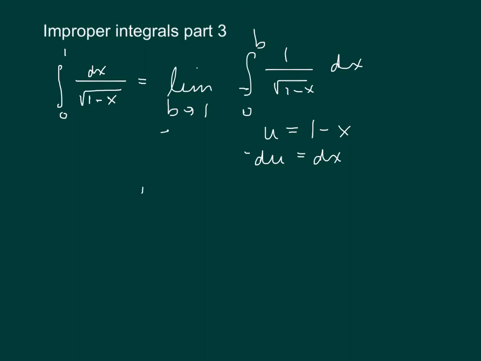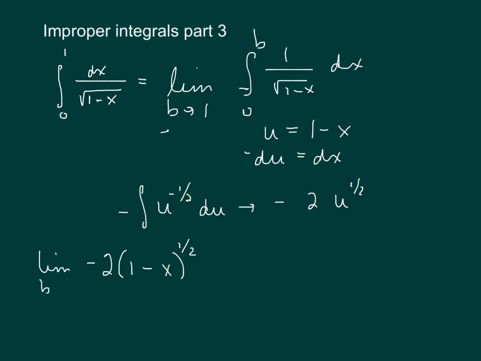So I'm going to take the antiderivative of negative u to the negative 1/2 du, which is going to give me negative, and u to the positive 1/2, and the reciprocal of that is 2. So I end up with negative 2 times 1 minus x to the 1/2. And then, as before, I'm taking the limit as b approaches 1, with my limits of integration 0 to b.